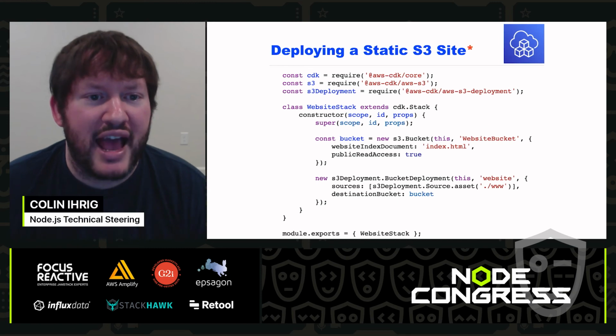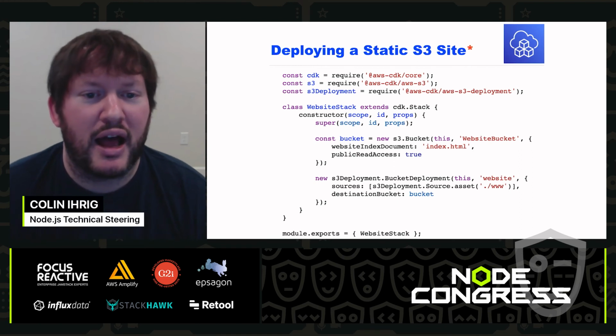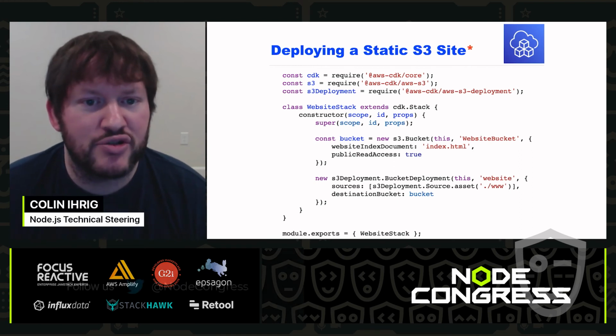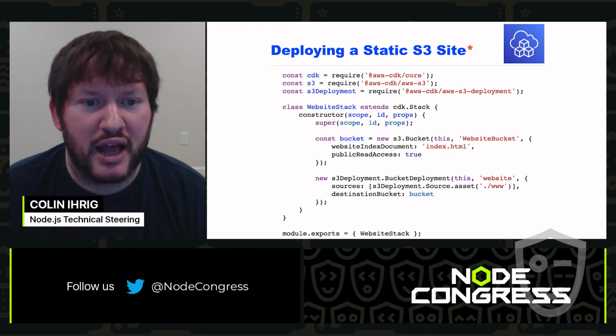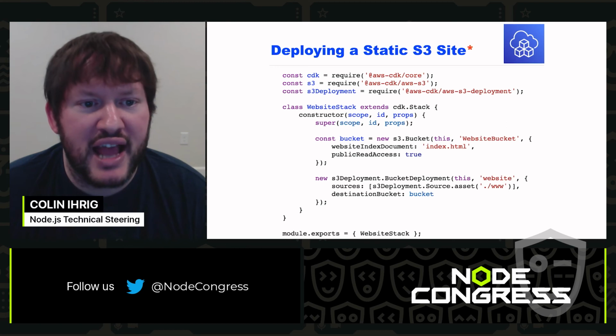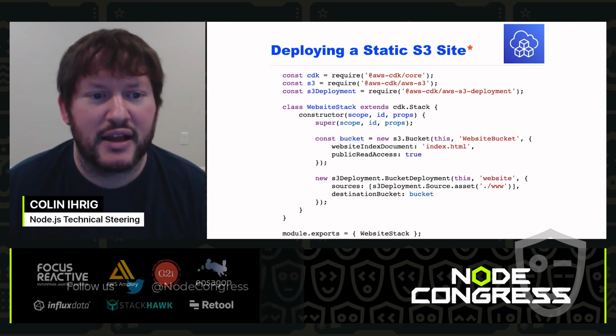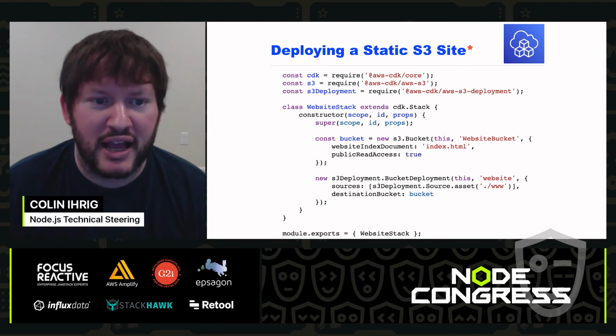So I wanted to look at a more realistic example now, where we'll deploy a static S3 site. I included an asterisk here because, again, you will be charged by AWS if you run this. So I've created a new stack here called the website stack, which extends the CDK stack class. And then inside, I'm creating a new S3 bucket.